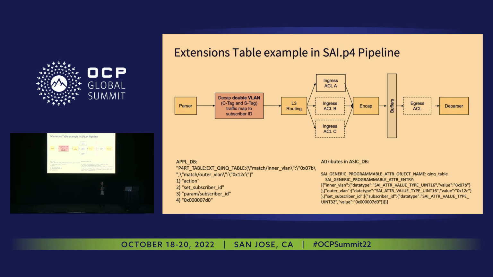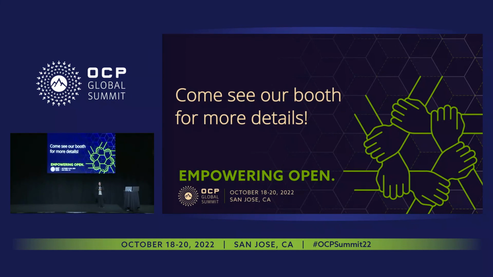So by adding a couple of such extension tables as this decap double VLAN table that you see here, we can realize a new feature from the user point of view, and that's applicable to any ASIC that I know that's out there today. So please come to the Experience Center and see our demonstration of this feature using the double VLAN tag decap. Thank you, and open to any questions if you have.